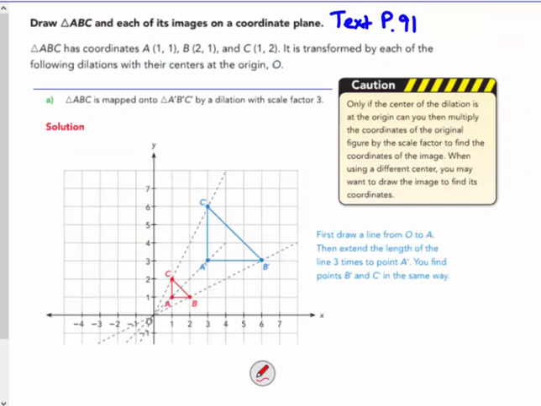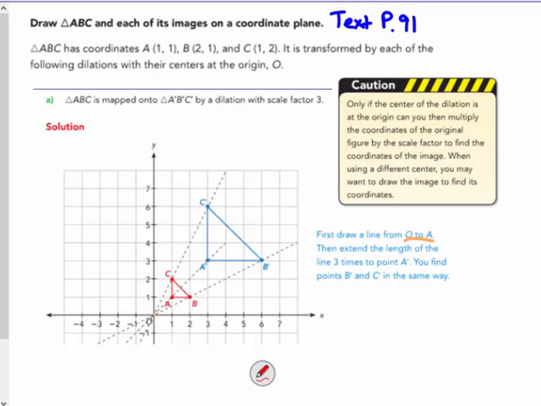Let's go to the first example here. And yes, this is in your textbook on page 91. Triangle ABC is mapped onto A prime, B prime, C prime by a dilation with a scale factor of 3. So it says first draw a line from O to A, then extend the length of the line 3 times to point A prime. You find points B prime and C prime in the same way.